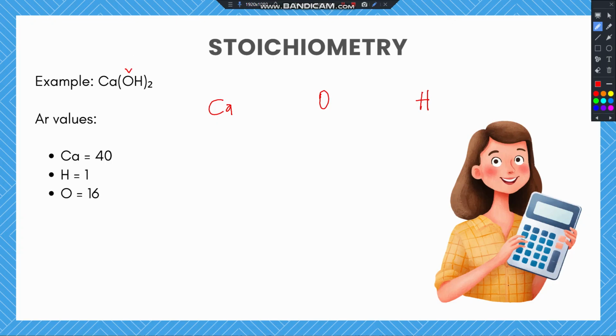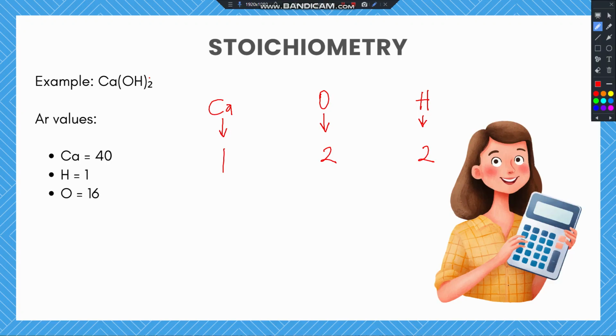The next thing to do would be to write the number of times they appear. Calcium appears just once. Oxygen over here is in a bracket, and that bracket has a number standing outside it. That number is 2. What this means is that everything inside this bracket is affected by this number 2. So it means that whatever is in the bracket will be multiplied by 2. So you can see oxygen over here, and it's affected by the 2 standing outside. So it simply means that oxygen appears 2 times. The same thing goes for hydrogen. Hydrogen also appears 2 times. That's the essence of number 2 standing outside the bracket.